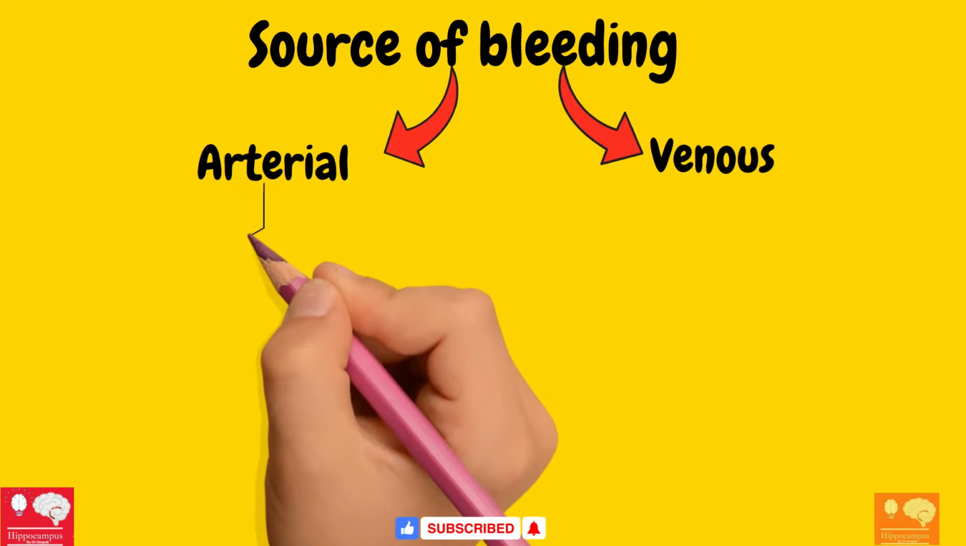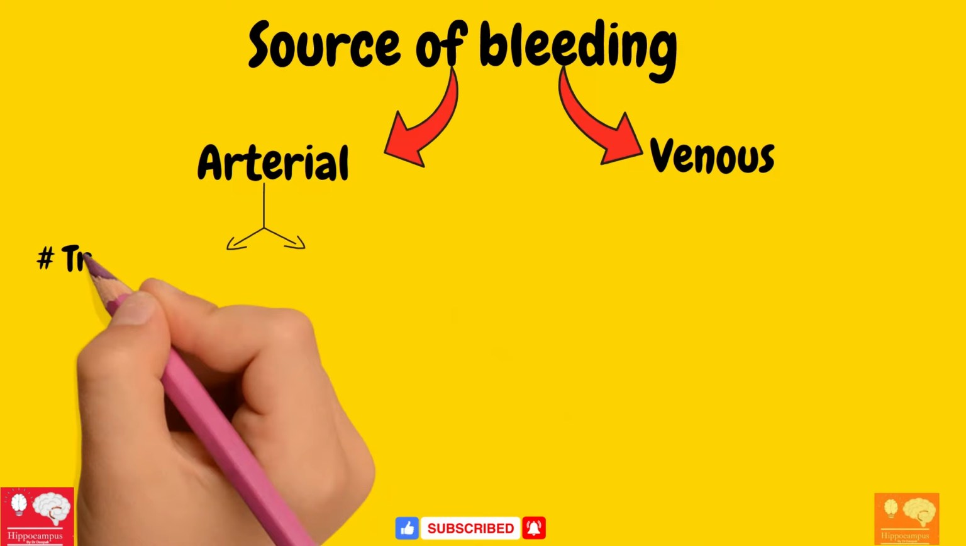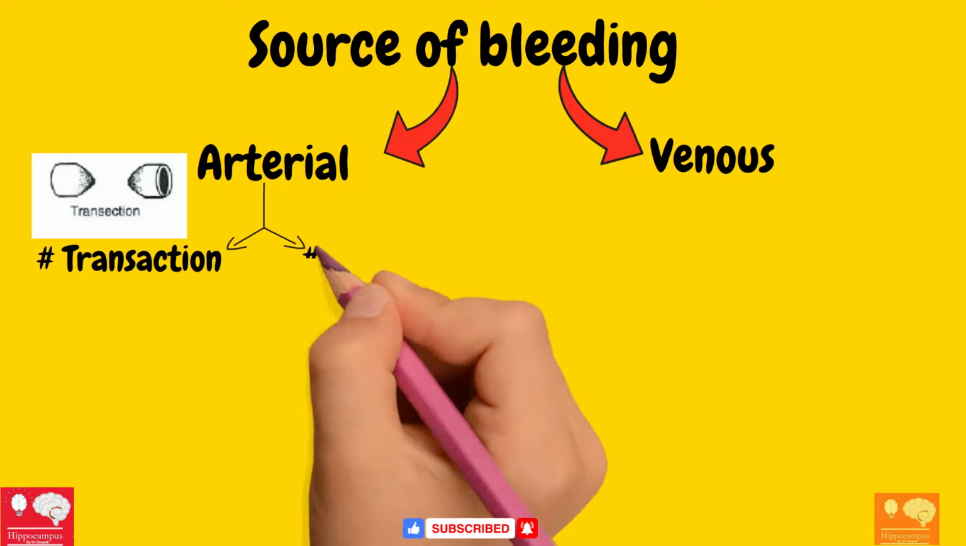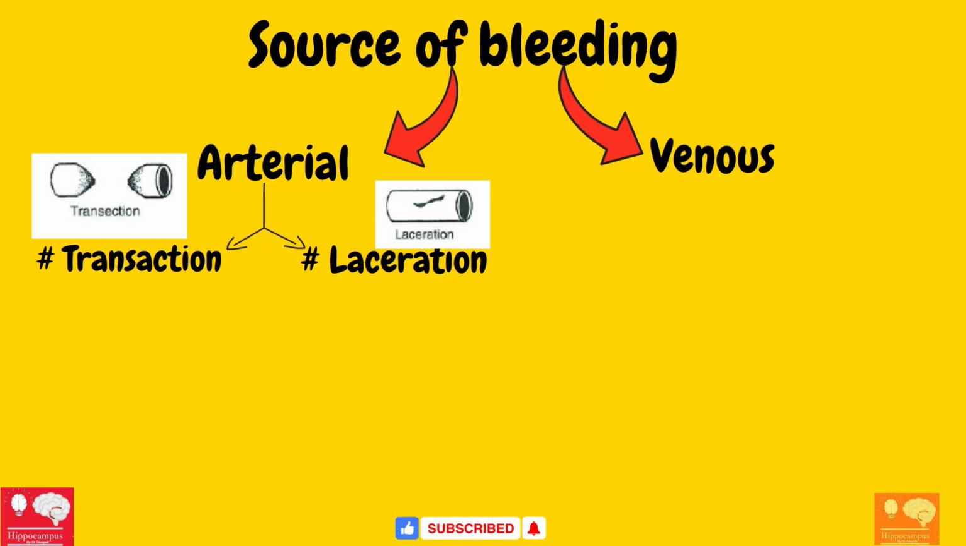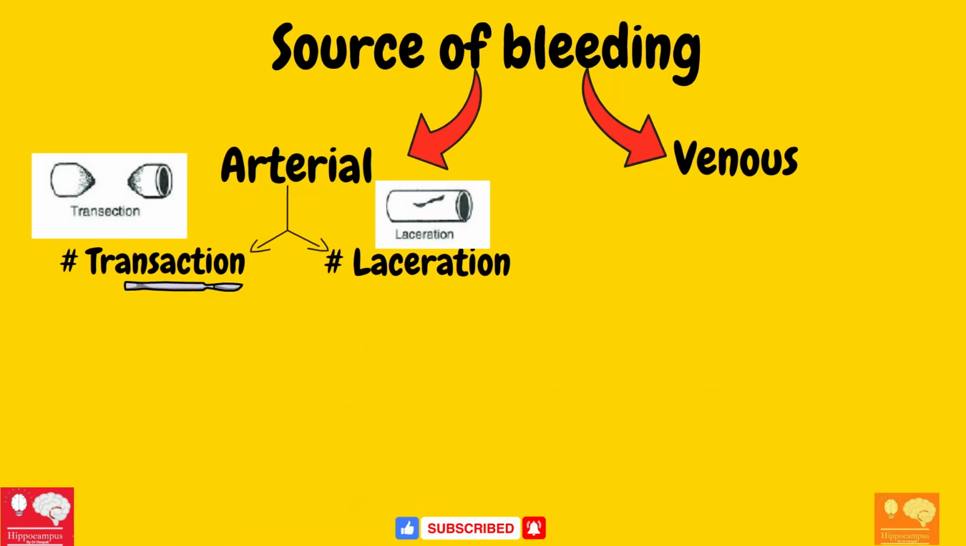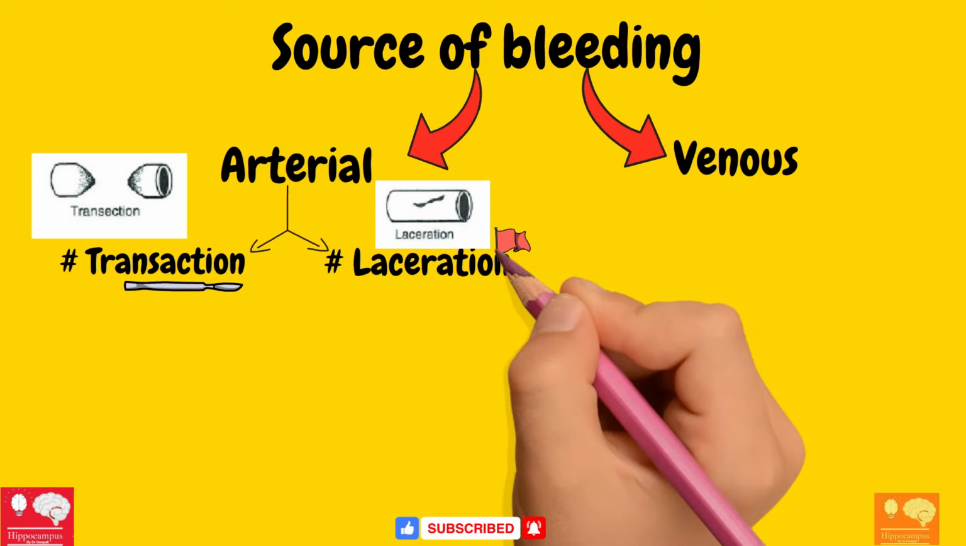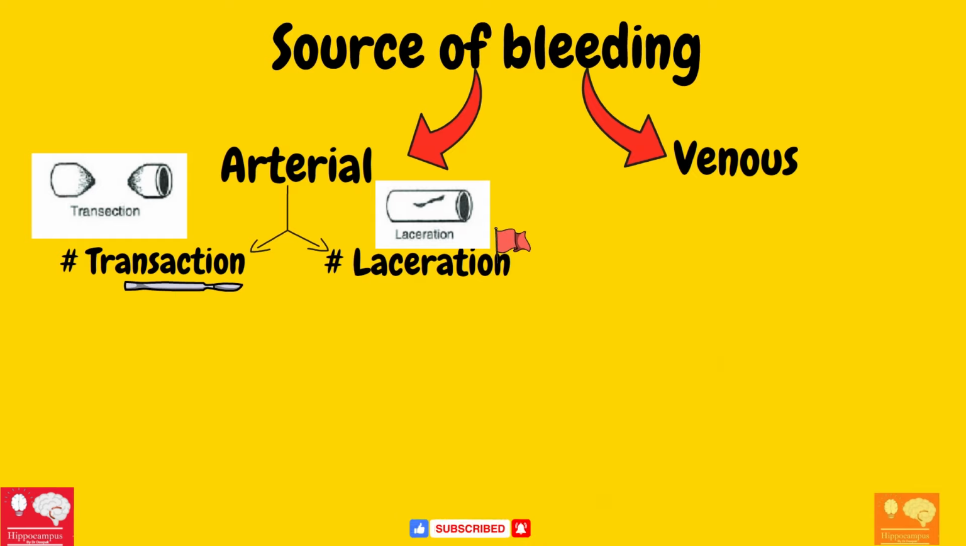Now, with arterial bleeding, you can have two types of injuries. Either there can be transection of the artery or there can be a laceration of the artery. Transection means it is completely cut into two pieces, and laceration means there is just a major cut over the artery. Now, which one is going to bleed more? Laceration of an artery bleeds more as compared to transection.